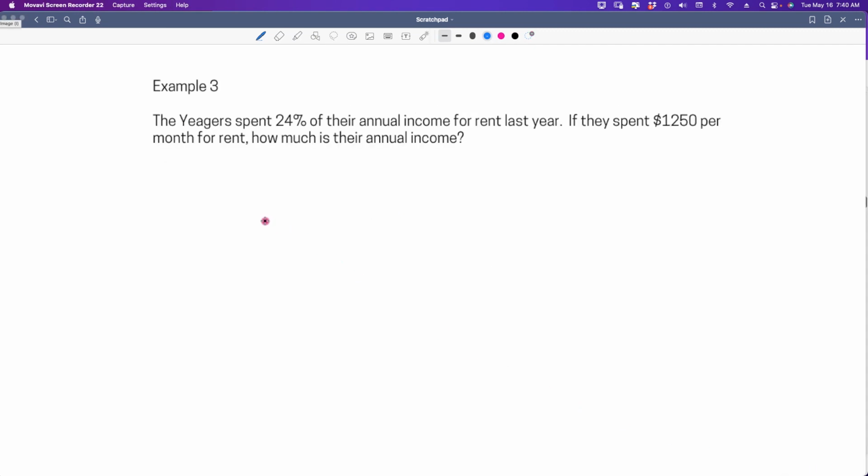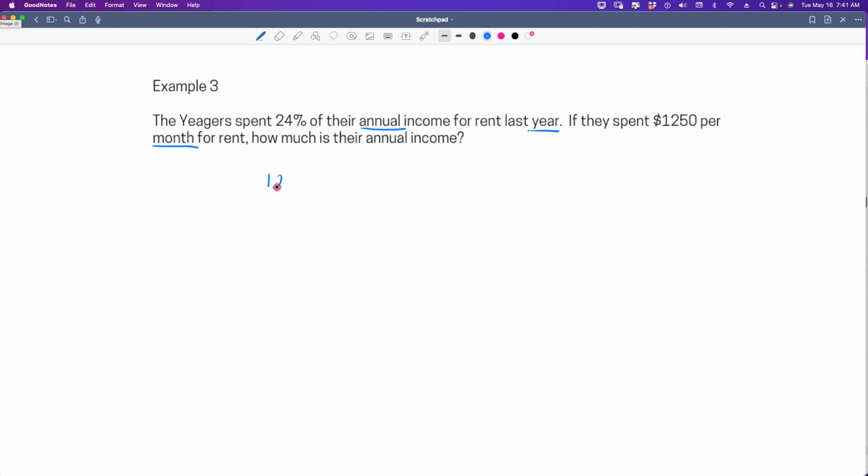Example 3. The Jaegers spent 24% of their annual income for rent last year. That's our time frame. If they spent $1,250 per month for rent, how much is their annual income? Well, first we have to understand how much they spent all year. This told us what they spent per month, but 24% of their annual income went last year, and we're looking for annual. Annual is yearly, and it only gave us the monthly expense for rent. So what we have to do first is find the total they spent on rent for the whole year.